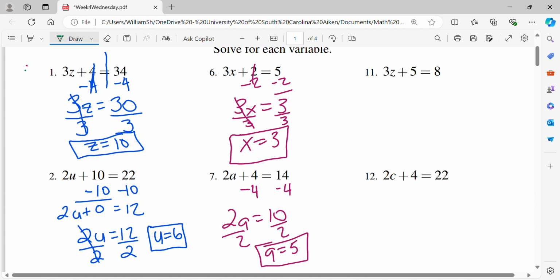So start out slow. Make sure you're getting it correct. It's kind of like any sport that you're practicing for, right? You're doing an event, you're practicing that event.